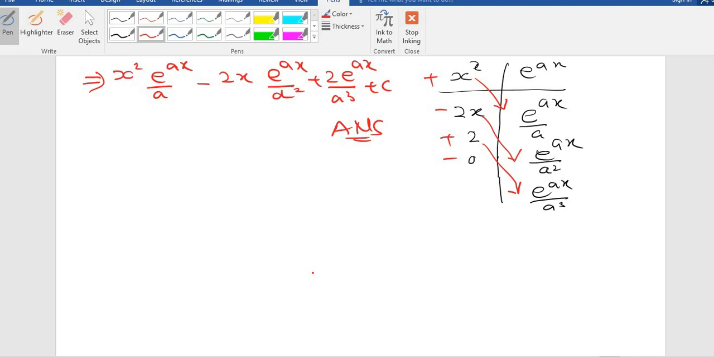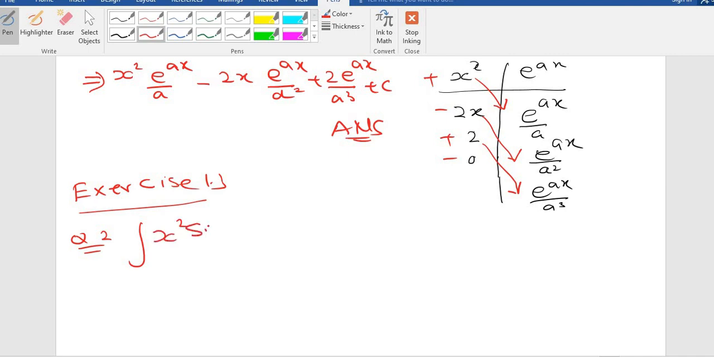Now I am coming to Exercise 1.3, question number 2. Evaluate by using this one: x square sin x dx. So you are free, you can evaluate by any way.